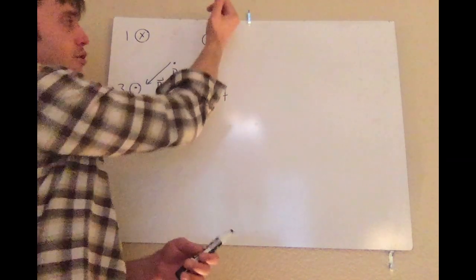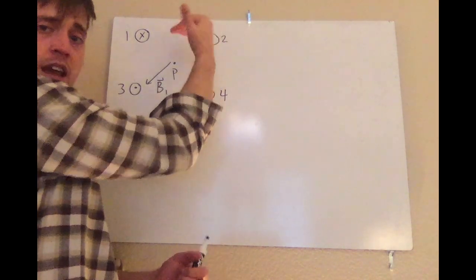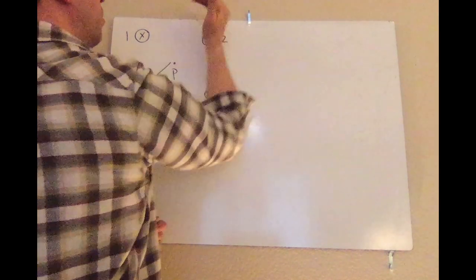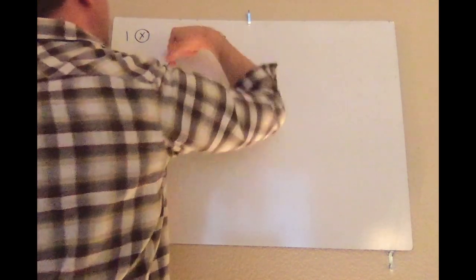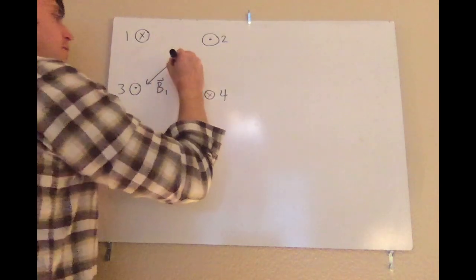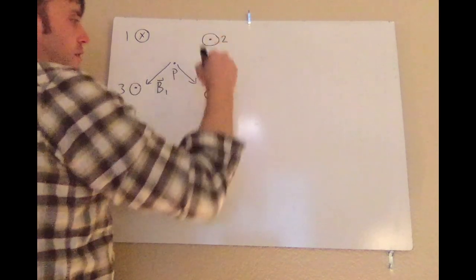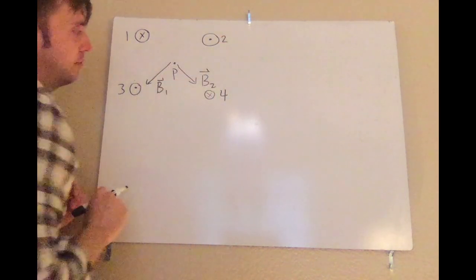Now the current in wire number 2, which is up here, is coming out of the page. So if I point my thumb out of the page and curl my fingers around, at point P the B field is going to be moving down and to the right. So there's B2.